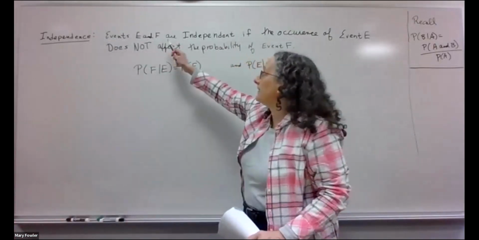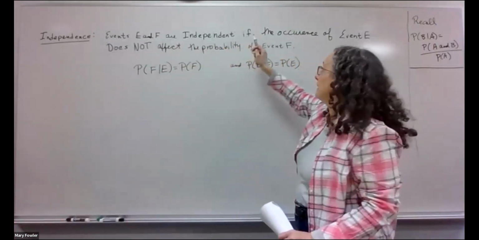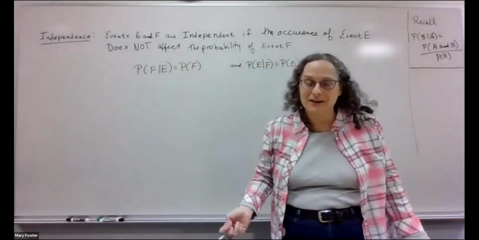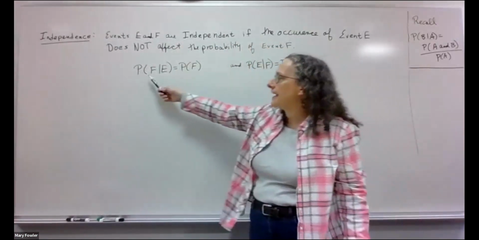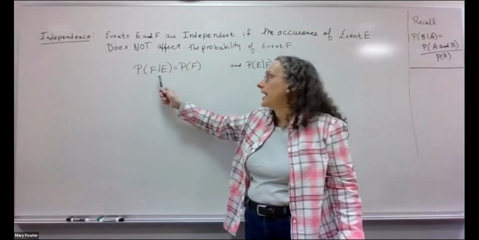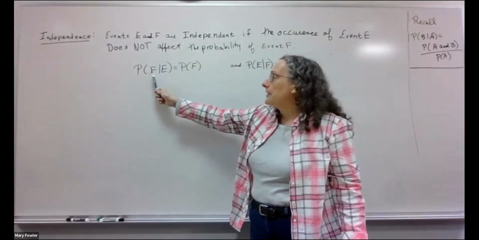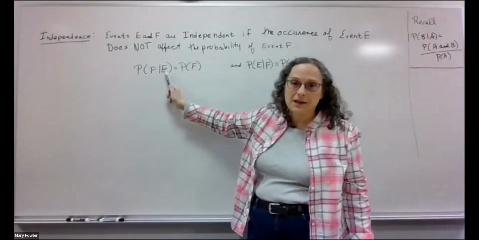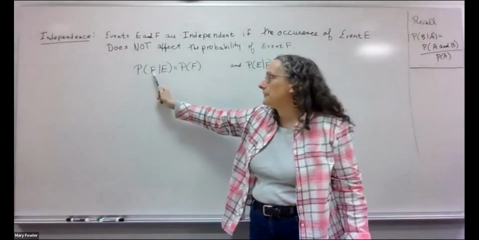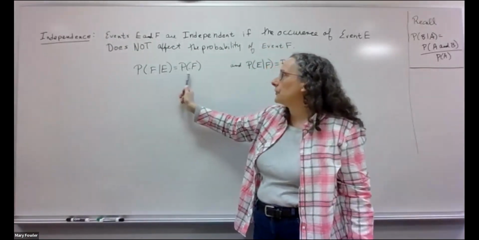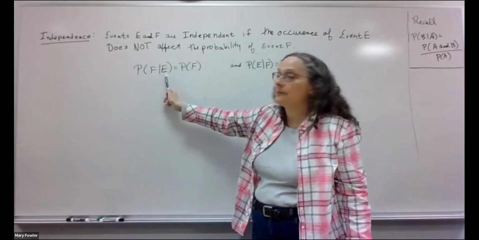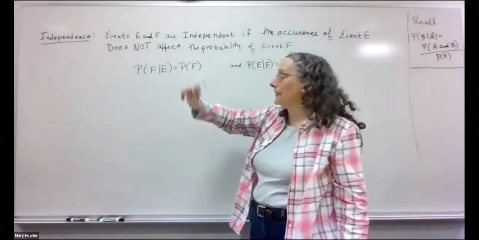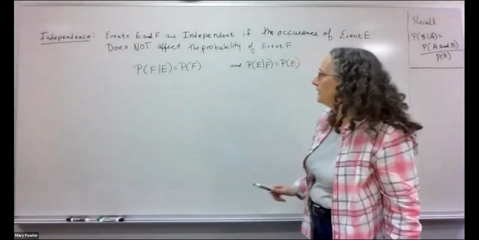So we're going to jump right into the definition of independence. Events E and F are independent if the occurrence of event E does not affect the probability of event F. So we can write that in formulas as the probability of F given E, that is, suppose we know event E occurred, is equal to the probability of F, because the occurrence of E does not affect the probability of F.